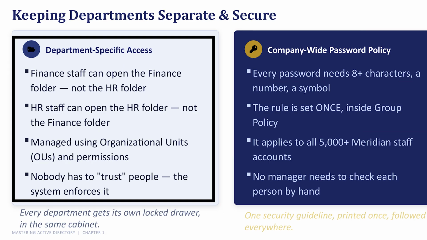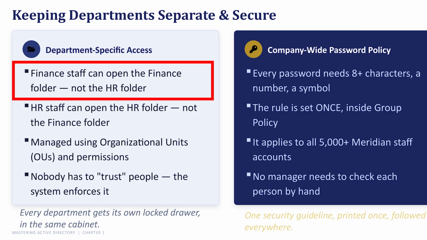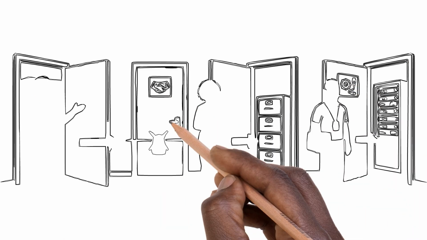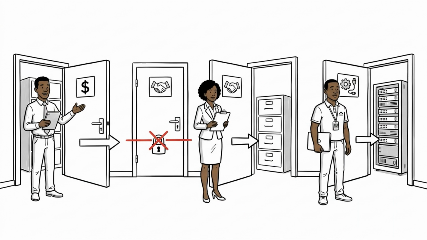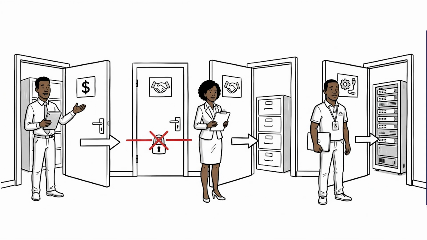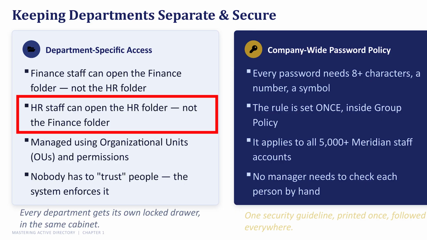The first part is department-specific access. The slide says finance staff can access the finance folder but not the HR folder. The HR staff can access HR but not finance. This is an example of separating access based on business needs. Why is that important? Because organizations contain sensitive information. Imagine finance has payroll information, HR has employee records, IT has administrative systems. If everyone could access everything, one compromised account could expose huge amounts of information. So access should be controlled.